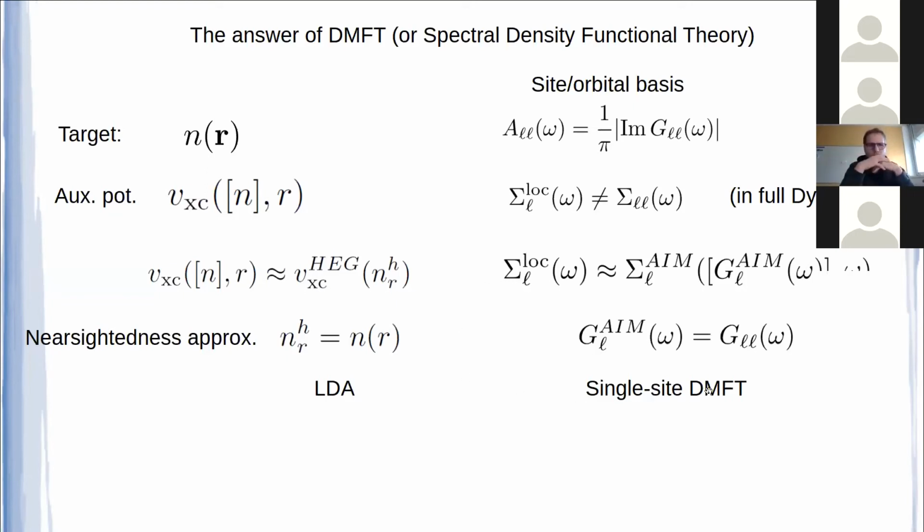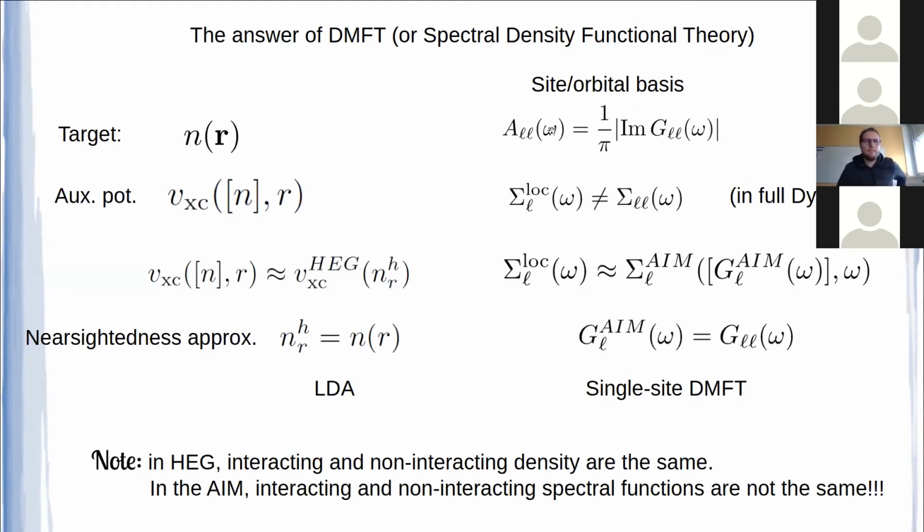So we have constructed single-site DMFT as a strict analogue to the LDA based on nearsightedness. And we could do so because the target quantity is local, like the density is local. It's just local in a basis. Okay, there is one complication, and this is that in the case of the LDA, when you come from the homogeneous electron gas, the interacting and non-interacting density are exactly the same. But in the Anderson impurity model, the interacting and non-interacting spectral functions are not the same. And so you have to decide whether the connection you make between two systems is via the non-interacting or the interacting quantity, right? And DMFT connects via the interacting spectral function.